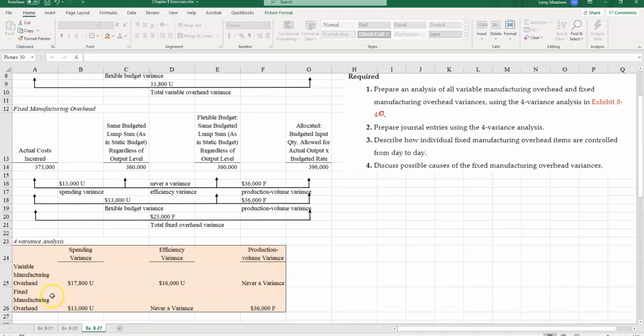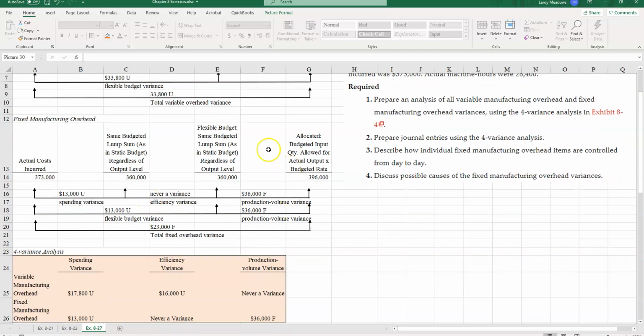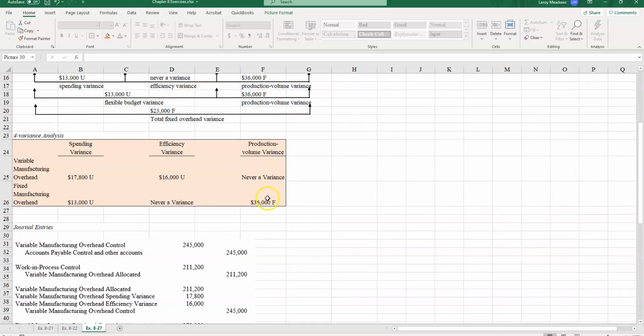Okay, so again, this is our four-variance analysis. We discussed a table here, like we did in exercise 1. Fixed manufacturing overhead table here, like we discussed in exercise 2. And then we combine that together to get our variance analysis. Now my total overhead variance analysis, what is that? Well, the total overhead analysis is simply the netting together of all these variances. So my total overhead variance would be 17,800 unfavorable, 13,000 unfavorable, add to that 16,000 unfavorable, and then subtract 36,000 favorable from that.